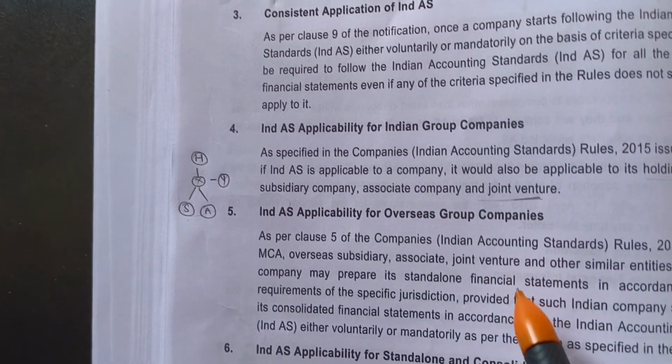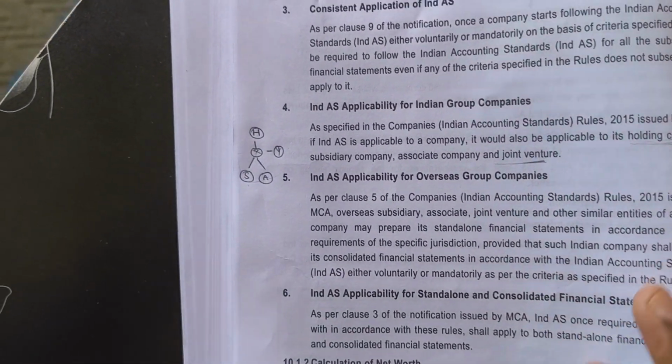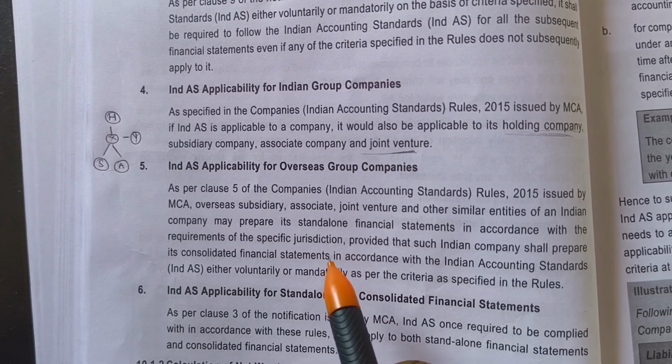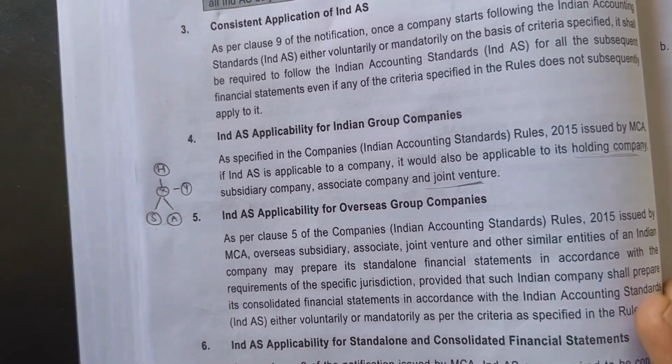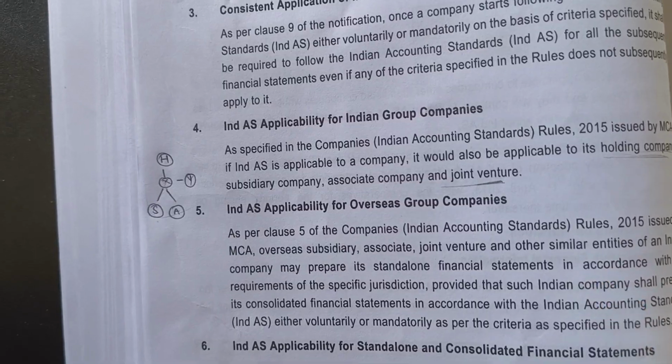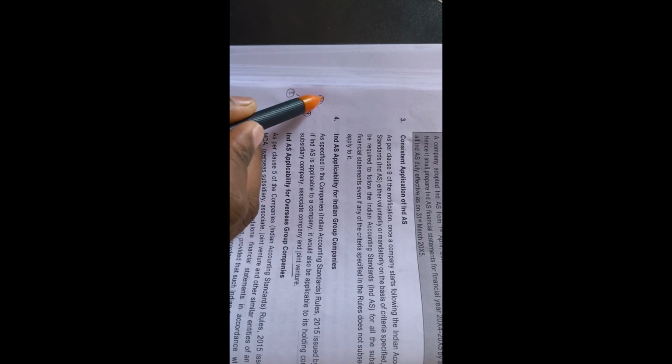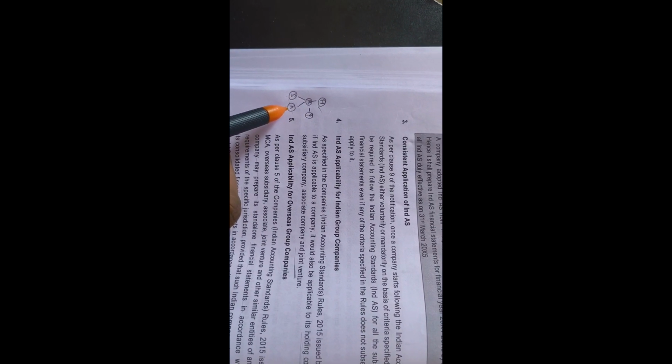And for overseas groups, this is the catch here. Ind AS applicability for overseas group companies. So for Indian accounting standards applicability for overseas group companies, it means, see, here is our company. Ind AS is applicable to this company, and its holding, its joint venture, subsidiary, and associate companies are from other countries. Okay, it is incorporated in some other countries, not in India.